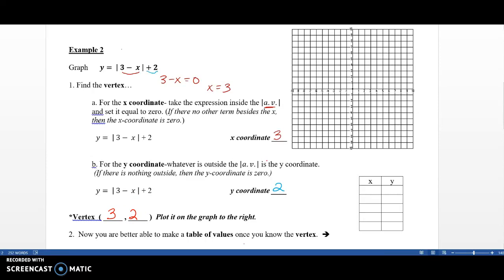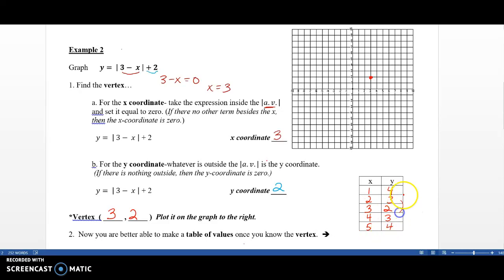So I'm going to plot that on the graph, 3, 2. Now I'm going to make a table of values now that I know my vertex. I'm going to put the vertex in the middle of the table of values, and we're going to pick points that are just to either side of it. So I'm going to pick 1 and 2 and 4 and 5. When I substitute those numbers into y equals the absolute value of 3 minus x, plus 2, when I plug in 1, I will get 4. When I plug the 2 in, I'll get a 3. We already know the vertex. When I plug a 4 in, I will get a 3. And when I plug a 5 in, I will get a 4.